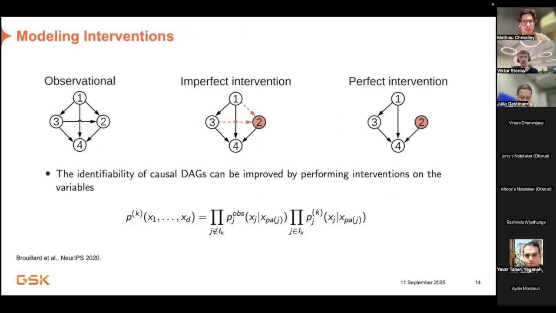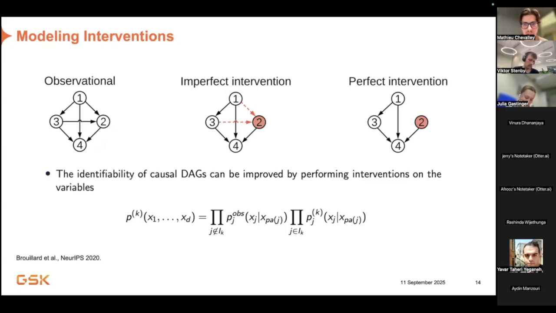But fortunately, if you have more than observational data and you have interventional data, so it's the same system, but you did an intervention in the system. So you set one of the variables to some value. For example, you give everyone the same drug, like in an RCT.